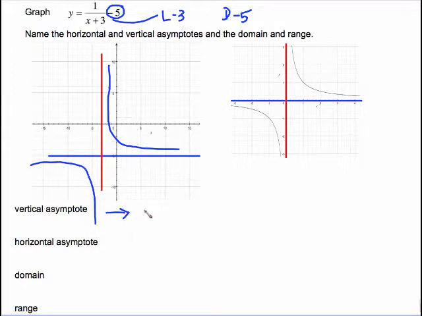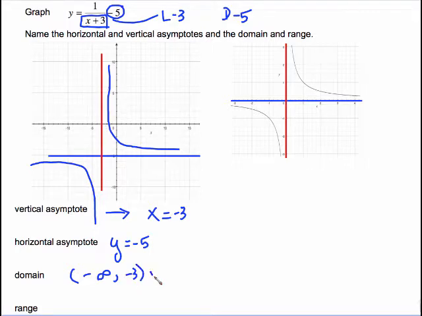So the vertical asymptote is a line x equals -3 for two reasons. One, because we moved that vertical asymptote to the left 3, which lands at -3. Or you could take the denominator as is, set it equal to 0, and solve, and that's how we get x equals -3. The horizontal asymptote is now down here at y equals -5 because we moved it down 5. Your domain is from -∞ up to this red line, which is -3, union with -3 up to infinity.